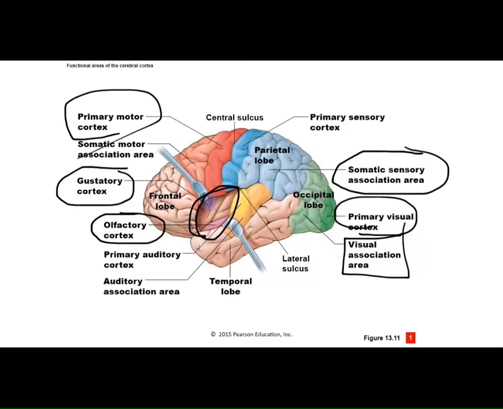Auditory cortex, your hearing, is primarily your temporal lobe area. That makes sense, near the ears. Okay, so the auditory area on the temporal lobe.